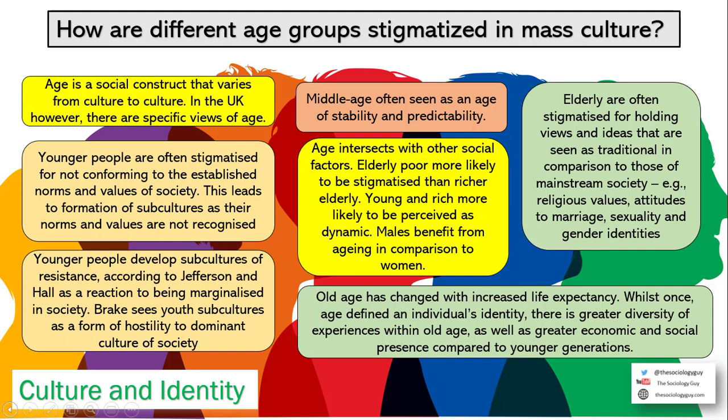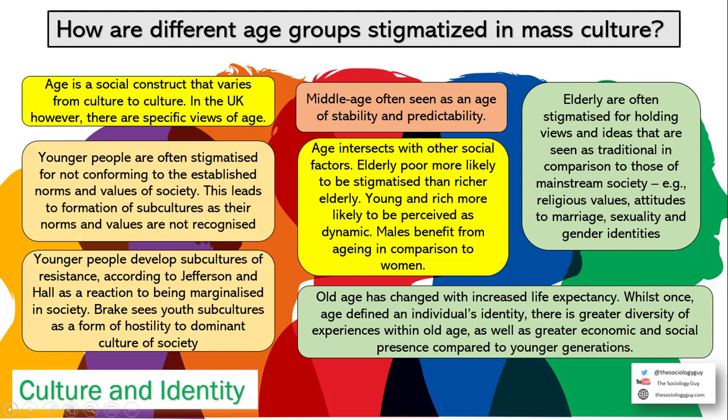Are there some other groups there? Maybe middle age can be seen as an age of stability and predictability, but it's not necessarily stigmatized because middle age does tend to be seen as the norm. Particularly that group from late 20s to mid 50s are seen as the norm in society, and therefore they're less likely to be stigmatized.